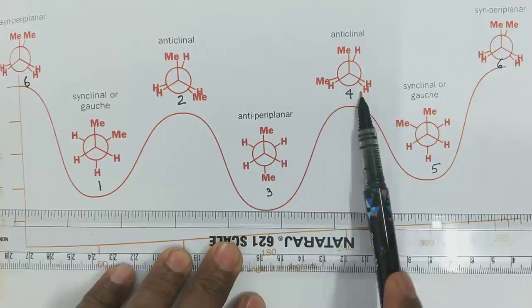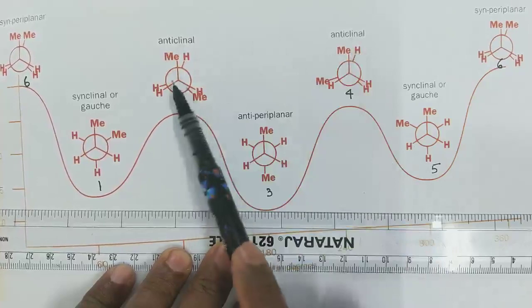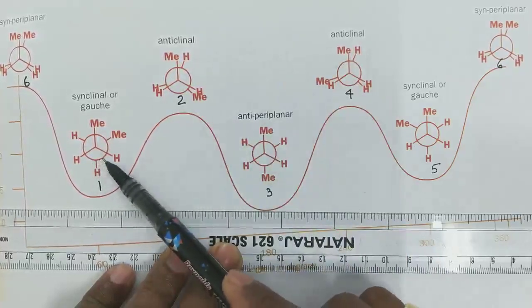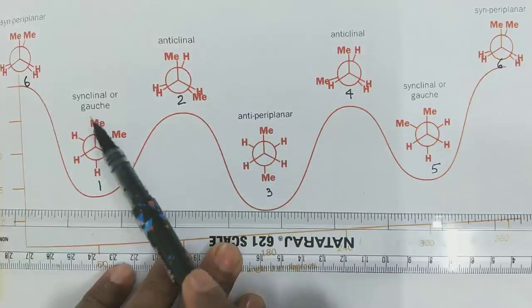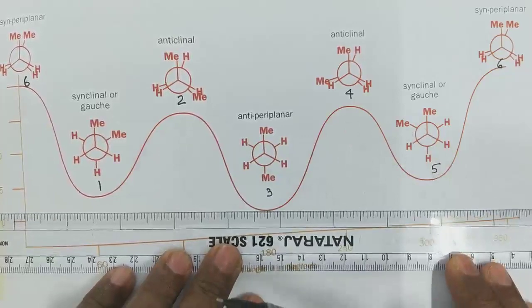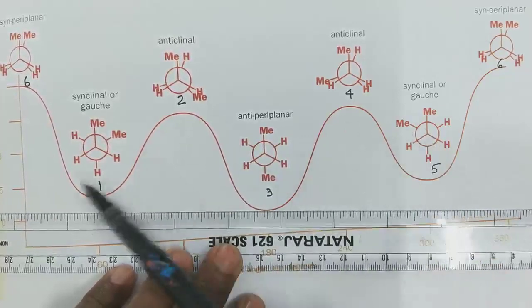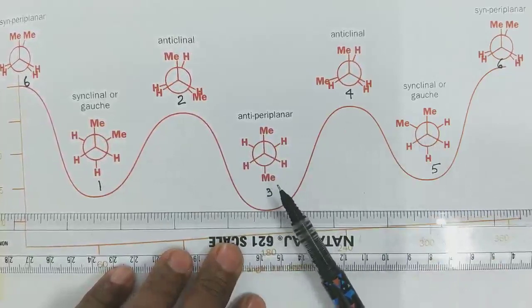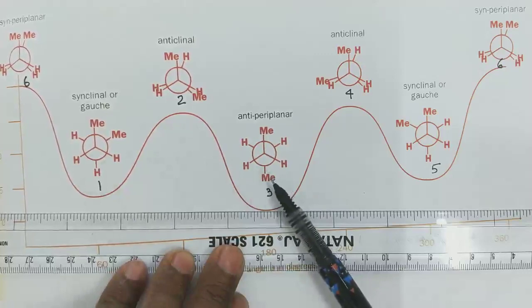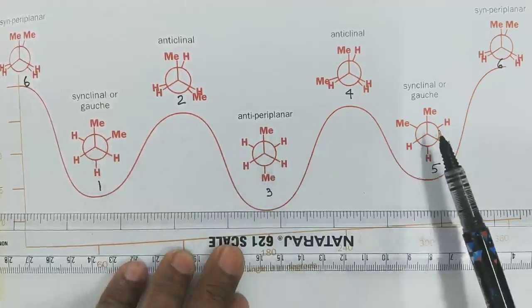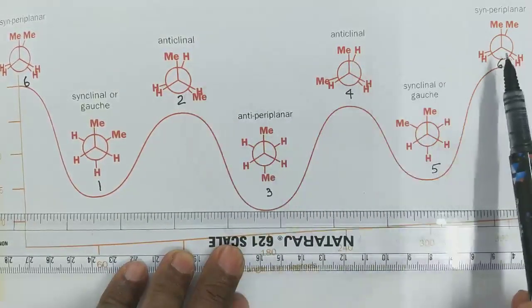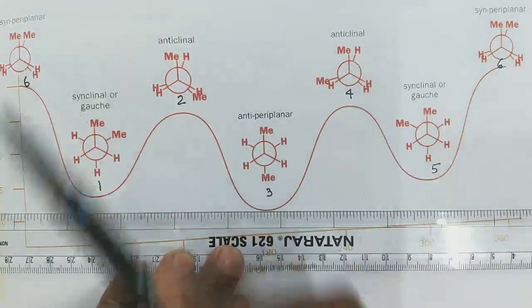2 and 4 are mirror images, so both have the same energy. They are gauche forms, or synclinal, in which theta is 60 degree. They are less energetic, but not much less energetic than structure number 3, which is anti-periplanar. So the most stable conformer is anti-periplanar. After that, this gauche conformation, then anticlinal, or partially eclipsed, and the least stable is the fully eclipsed form.